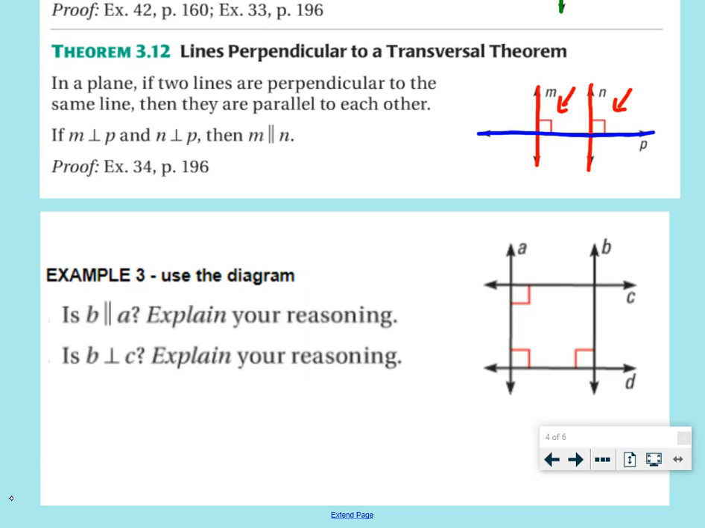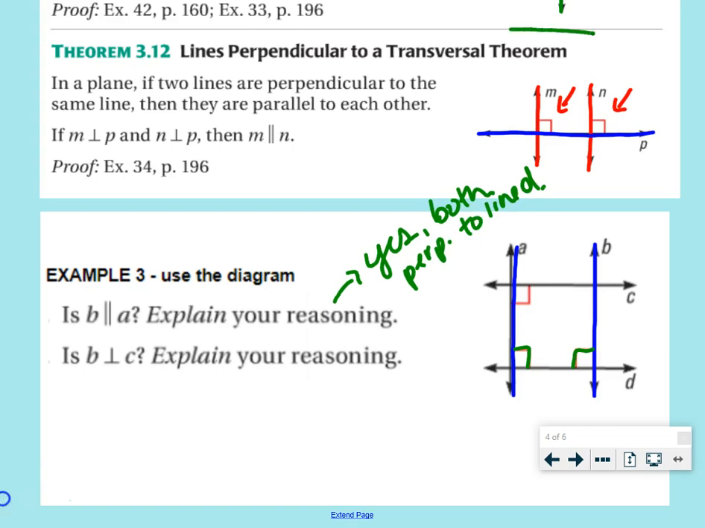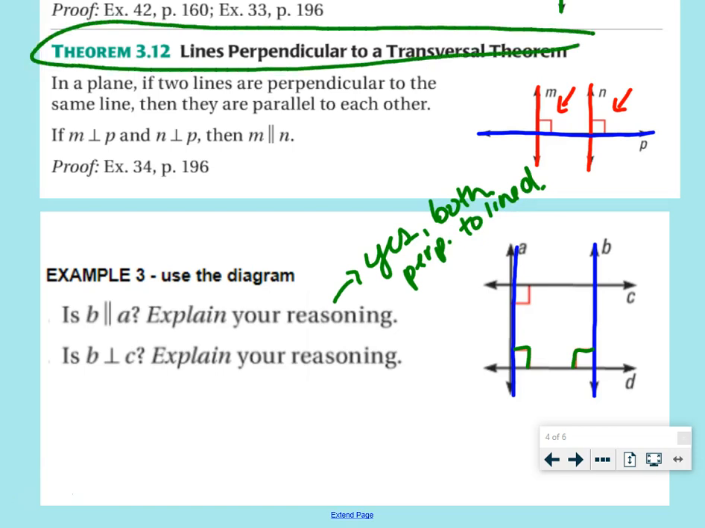Example 3, use the diagram. Is B parallel to A? So if we look at B and A, are they parallel to each other? We should be able to say yes, because they are both perpendicular to the same line. They're both perpendicular to D. So yes, they're both perpendicular to line D, which means we're using this theorem right here. Theorem 3.12, lines perpendicular to a transversal theorem.